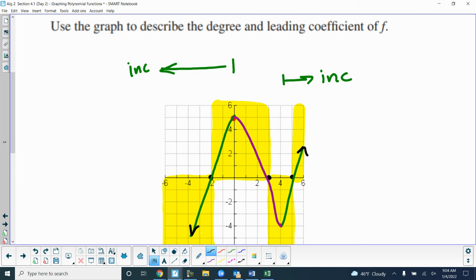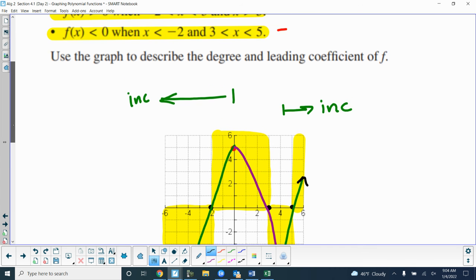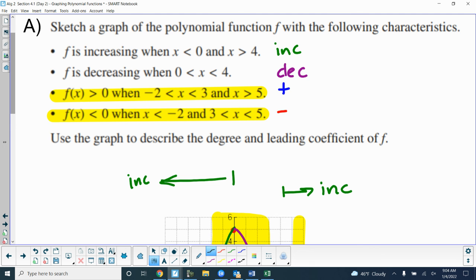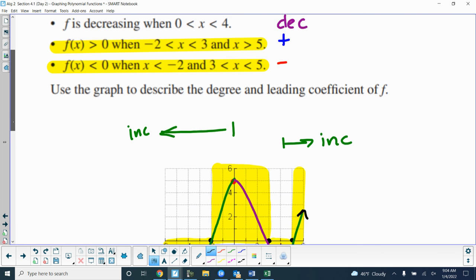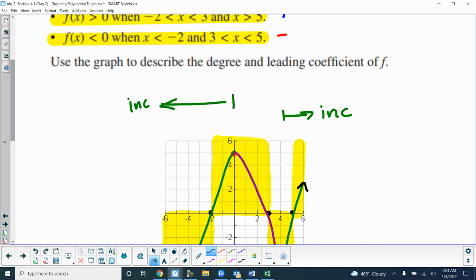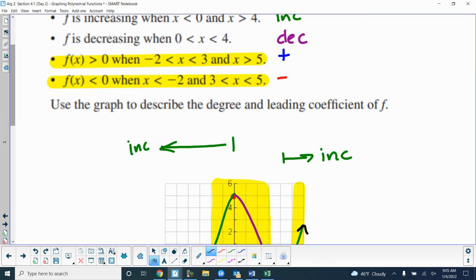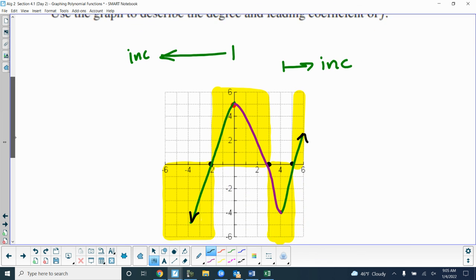All right, so what I did first, remember, is I figured out highlighted areas, positive and negative. Where the positive and negative areas change, those are our x-intercepts. And then it told us where it was increasing, up to 0. So it was coming up from the negatives, still going up until I get to 0. Then at 0, it changes and starts going down until I get to 4. It goes down, and then after 4, it starts going back up again.